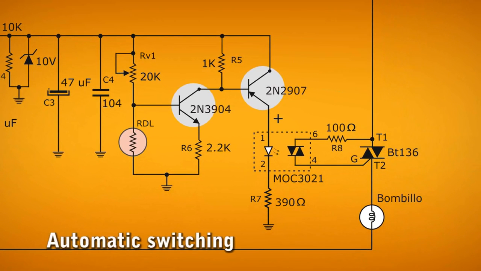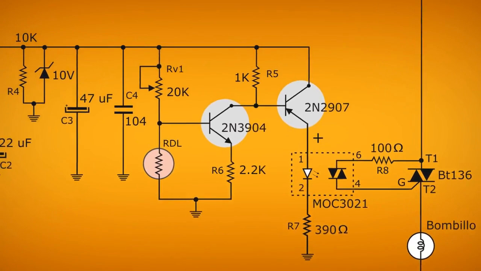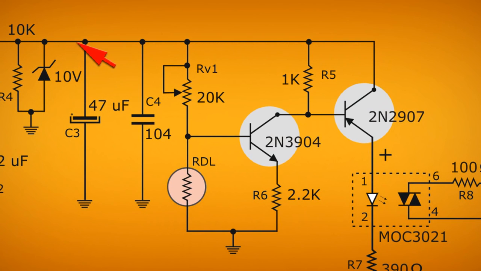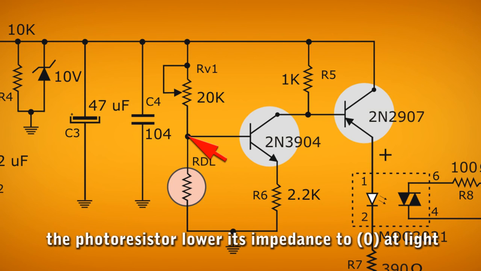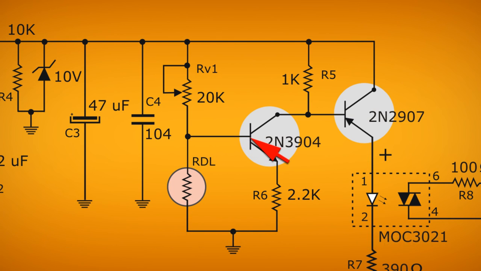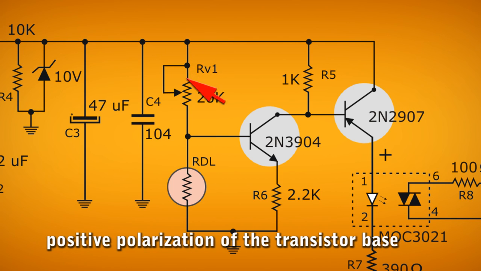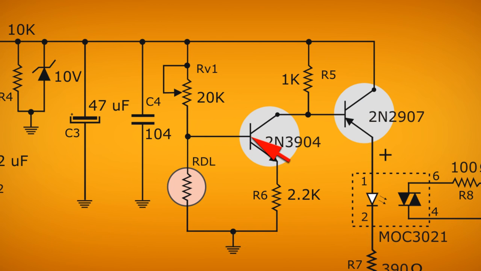Now comes the circuit which handles turning on automatically when detecting darkness and turning off when detecting light. The rheostat RB1 is part of a voltage divider with a photoresistor. This gives the possibility to scale the sensitivity of the circuit. Current passes through the resistor and reaches the center point between the resistor and the LDR. When the LDR receives light, its impedance is low, near 0 ohms, negatively biasing the transistor base. But when the environment is dark, the LDR increases to a very high impedance, restricting the passage of current. At that time, it positively polarizes the base of transistor 2N3904.